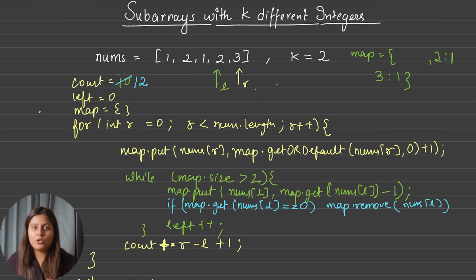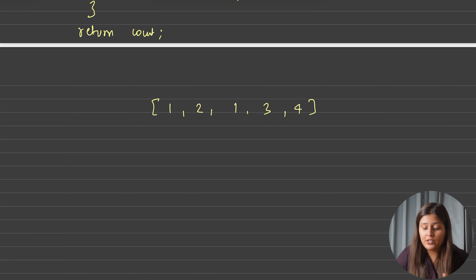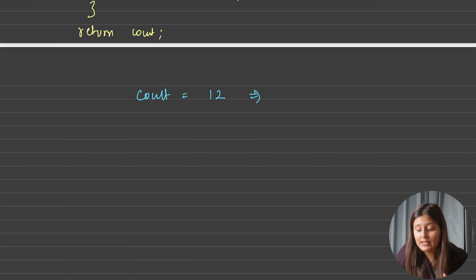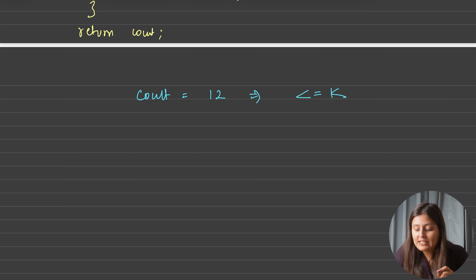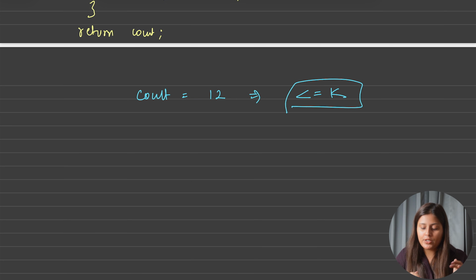So this sliding window helps you to get less than or equal to k. So what if I tell you that we got the count, the total number of subarrays 12, and that is nothing but all less than or equal to k, and we want exactly k. So how can we do that? Don't you think, for less than or equal to k, we call that function and we got 12 as an answer. And what if we call it for less than or equal to k minus 1? Yes, k minus 1.